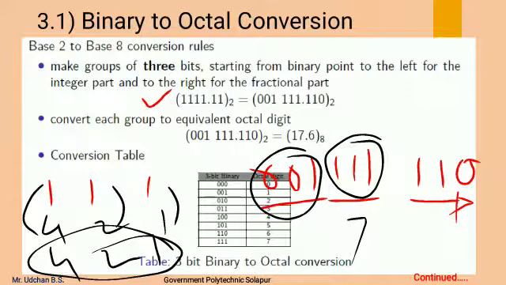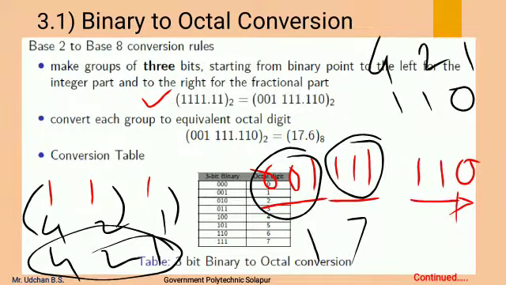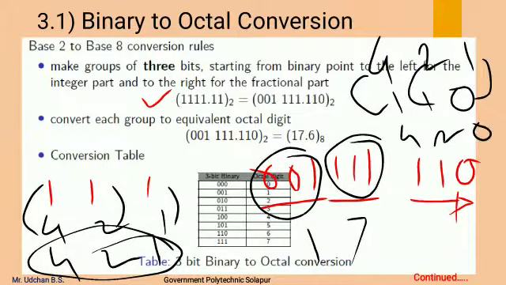Now next group is 1 1 0. Again I will write the positional weights above. 4 2 1, multiply 4 into 1 is 4, 2 into 1 is 2, 1 into 0 is 0. Add all these terms, 4 plus 2 is 6, 6 plus 0 is 6. So this 1 1 0 will give you equivalent octal number as 6.